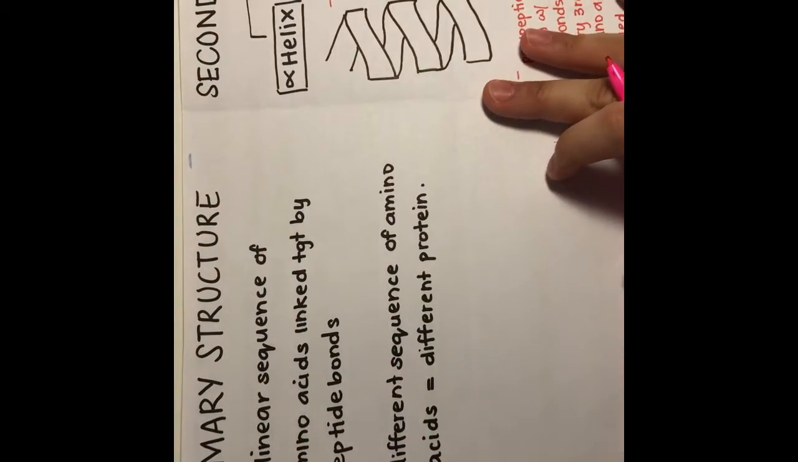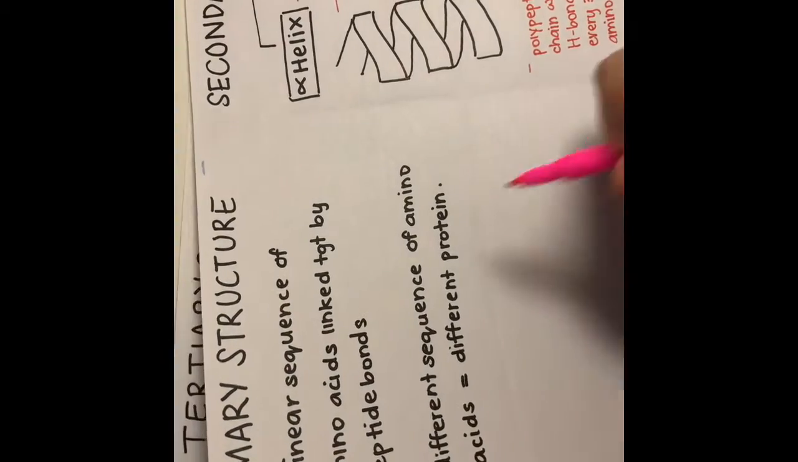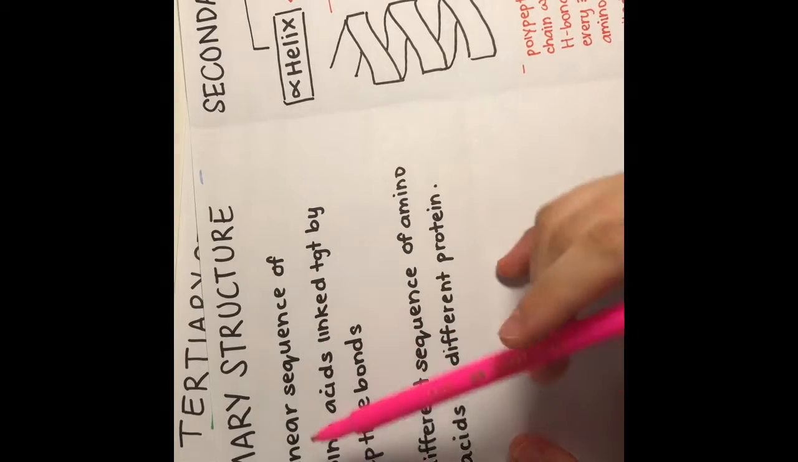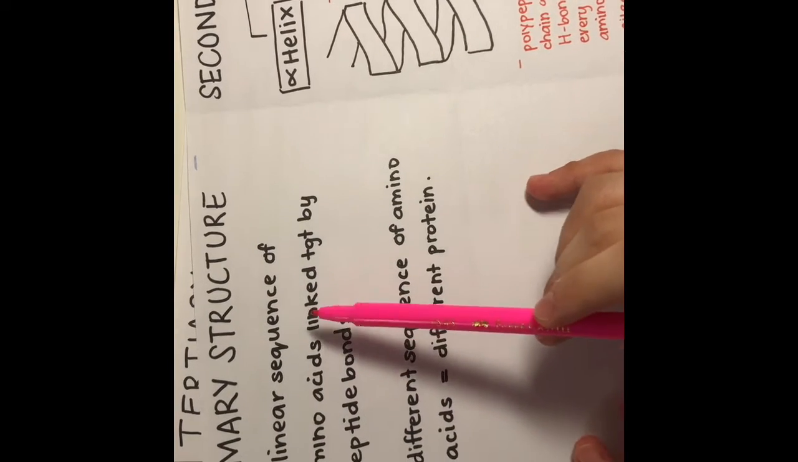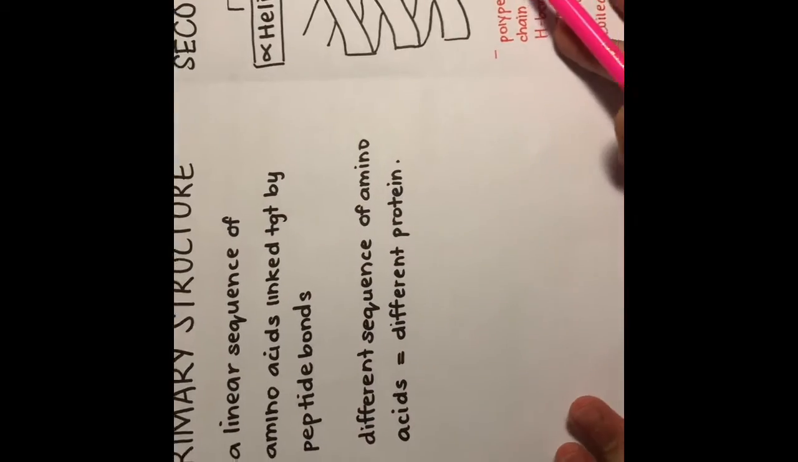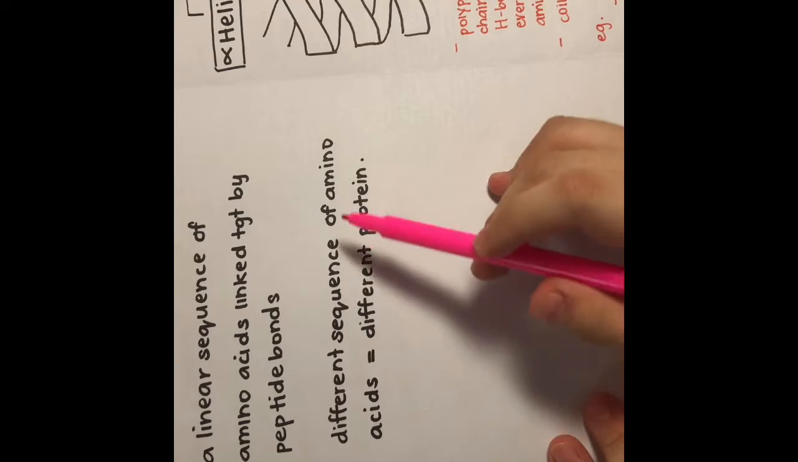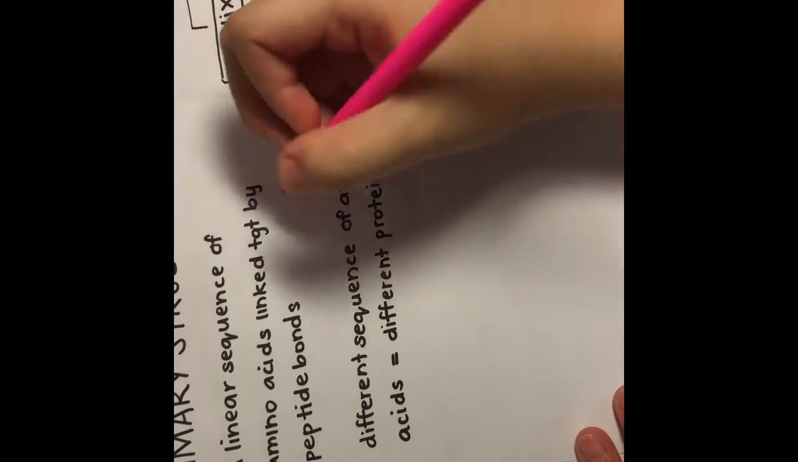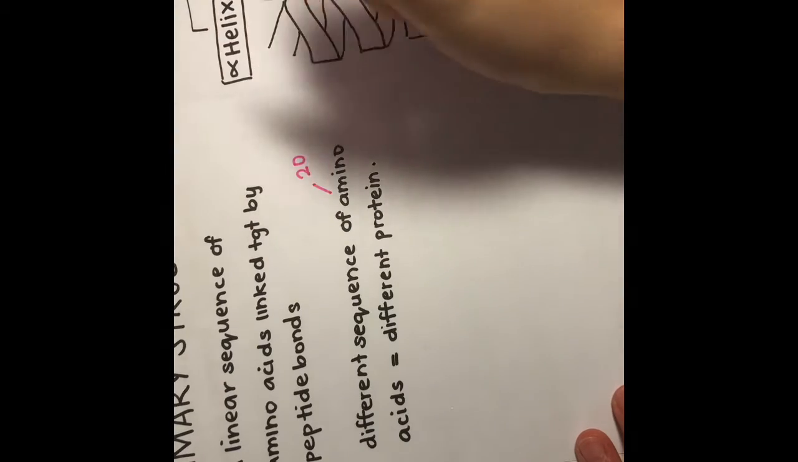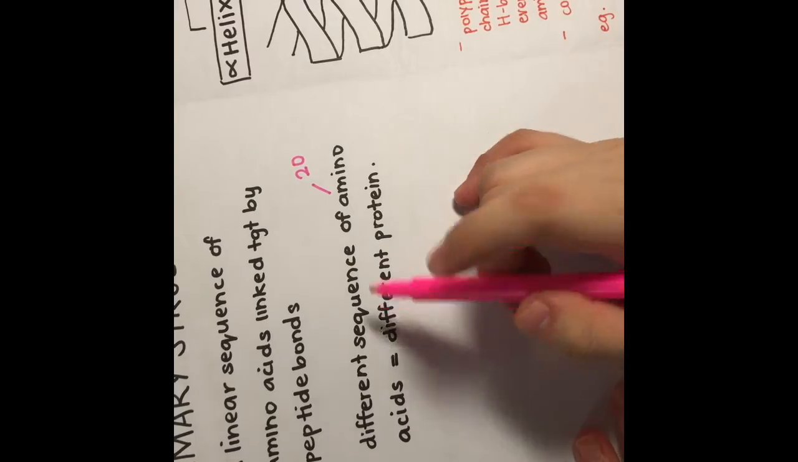So for primary structure, it's actually, like we discussed, the polypeptide chain. The definition is a linear sequence of amino acids linked together by peptide bonds. And something we have to know is that different sequences of amino acids will form different proteins. We know that there are around 20 different amino acids, and when they're arranged differently, they'll form a large variety of proteins.